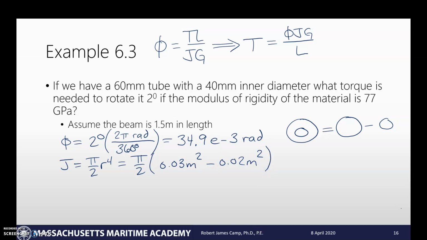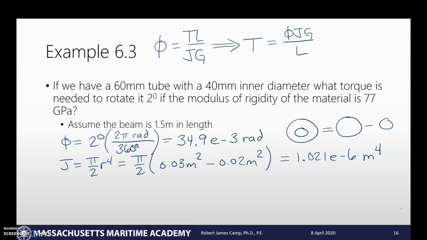Now, one thing I do want to bring up here, because I see students do this all the time, is they'll go, oh, well, 0.3 minus 0.2, and then they'll square the difference. You can't do that because the math isn't going to work out right. You need to make sure to square the one radius, and subtract from it the square of the other radius. Now, once you do that, you'll get a polar moment of inertia of 1.021 times 10 to the negative 6 meters to the 4th.